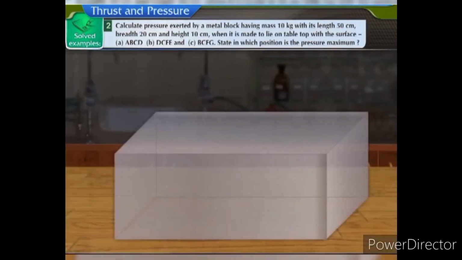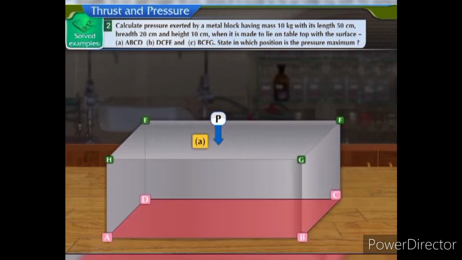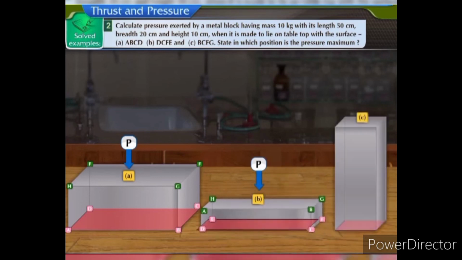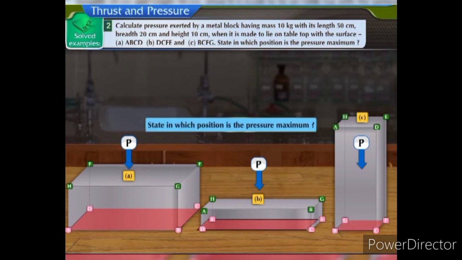2. Calculate pressure exerted by the metal block when it is made to lie on the tabletop with the surface A. ABCD, B. DCFE, C. BCFG. State in which position is the pressure maximum.